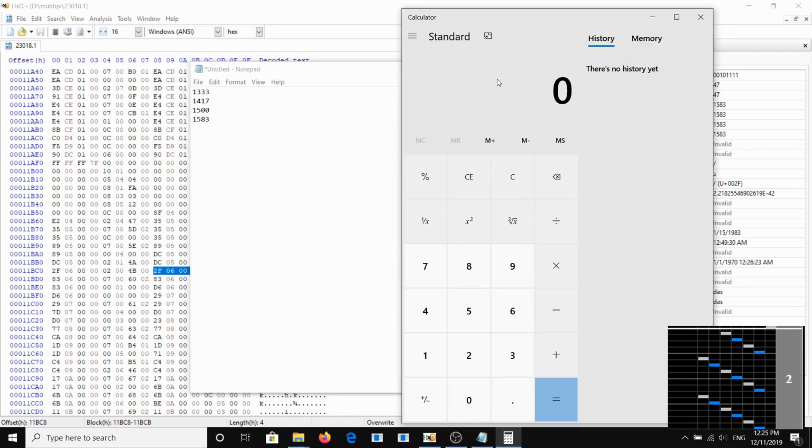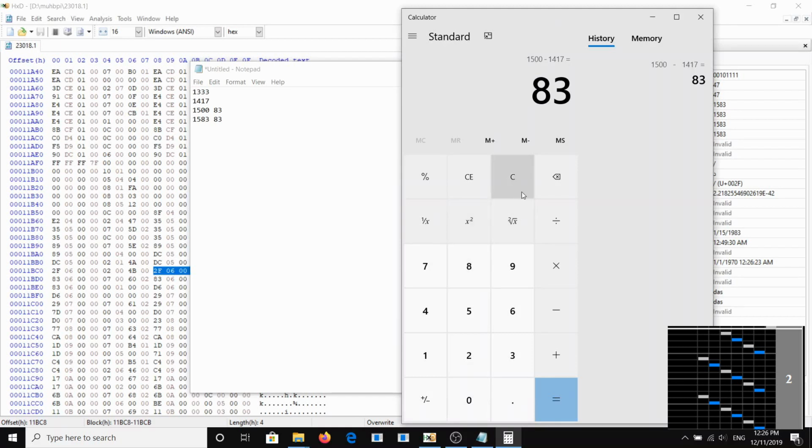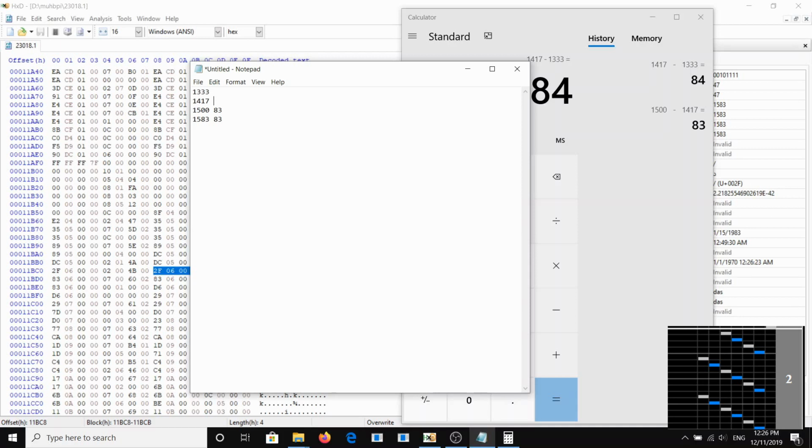All right, so I have my calculator opened up. So I'm going to do 1583, subtract the 1500, that's 83. I really don't have to do that, but let's do 1500, subtract 1417, that's a difference of 83. So I'm going to write this down. So this is a difference of 83. Now let's do 1417, subtract 1333, and we have 84.